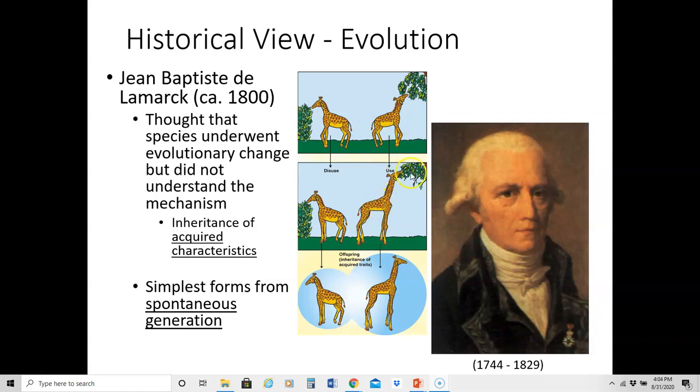Lamarck thought that by stretching your neck, you could make your neck longer, and then you could pass that trait down to your offspring. So that is not the way inheritance works, but it was a good guess or a good theory when we didn't have any other explanations.